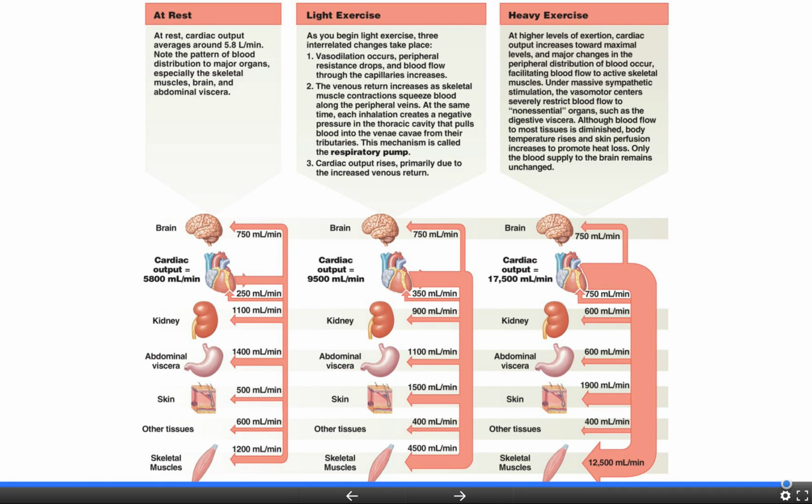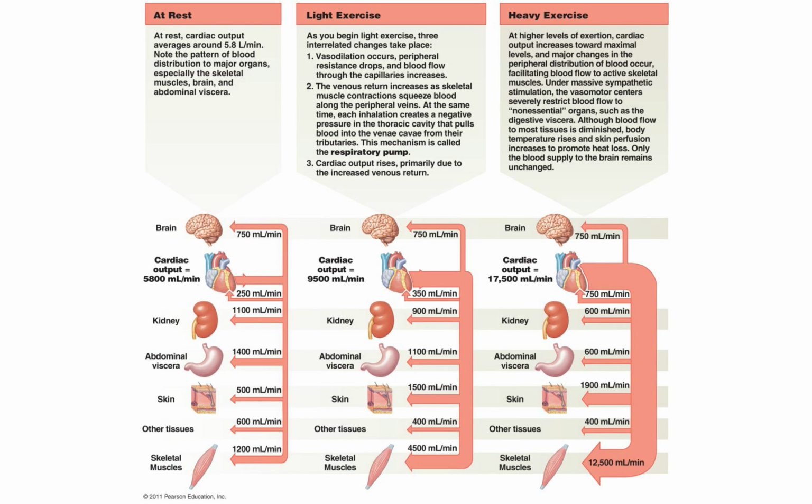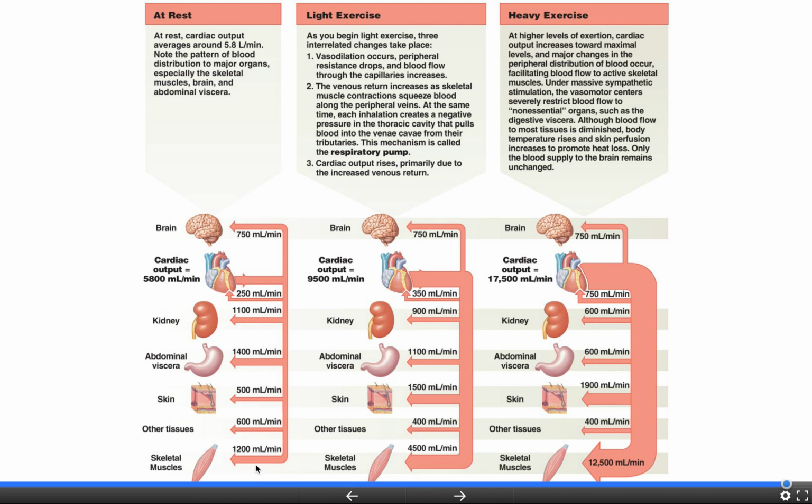This shows how cardiac output changes with exercise. At rest, we have about 1200 milliliters per minute going to our skeletal muscles. That can increase over 10 times when we're doing heavy exercise. Exercise causes an increased blood flow to muscles and skin. You can see for skin it went from 500 to 1500 to 1900, and that's because as we exercise we get hot, and when we get hot we send more blood to our skin so we can lose more heat to the environment.